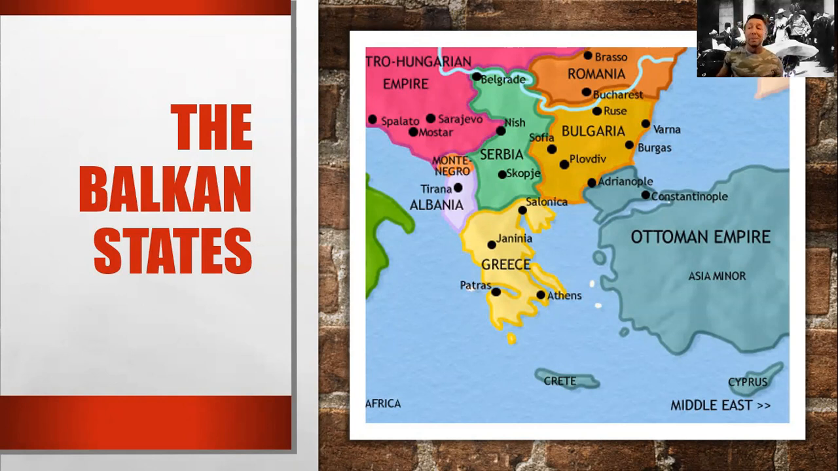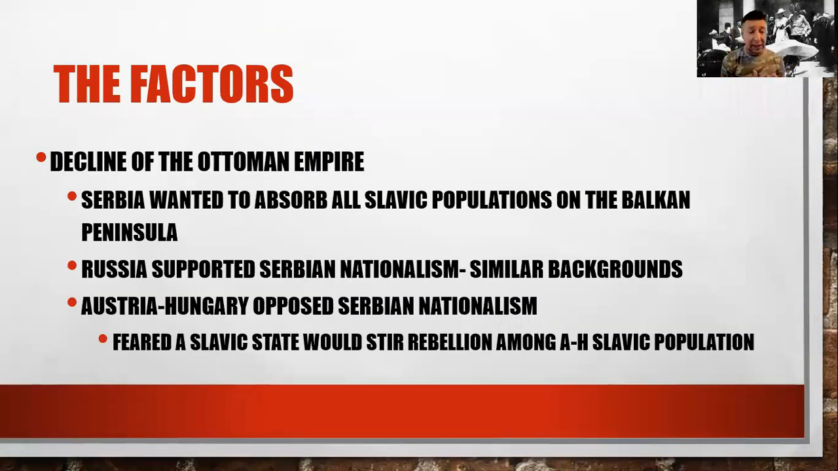Now, why does that matter? It matters because the Ottoman Empire had been slowly declining over the 19th century. We know that during the Tanzimat reforms they had tried to keep up their strength, but they slowly lost land in different battles, like the Crimean War. As they're slowly losing land, others are trying to take that land.